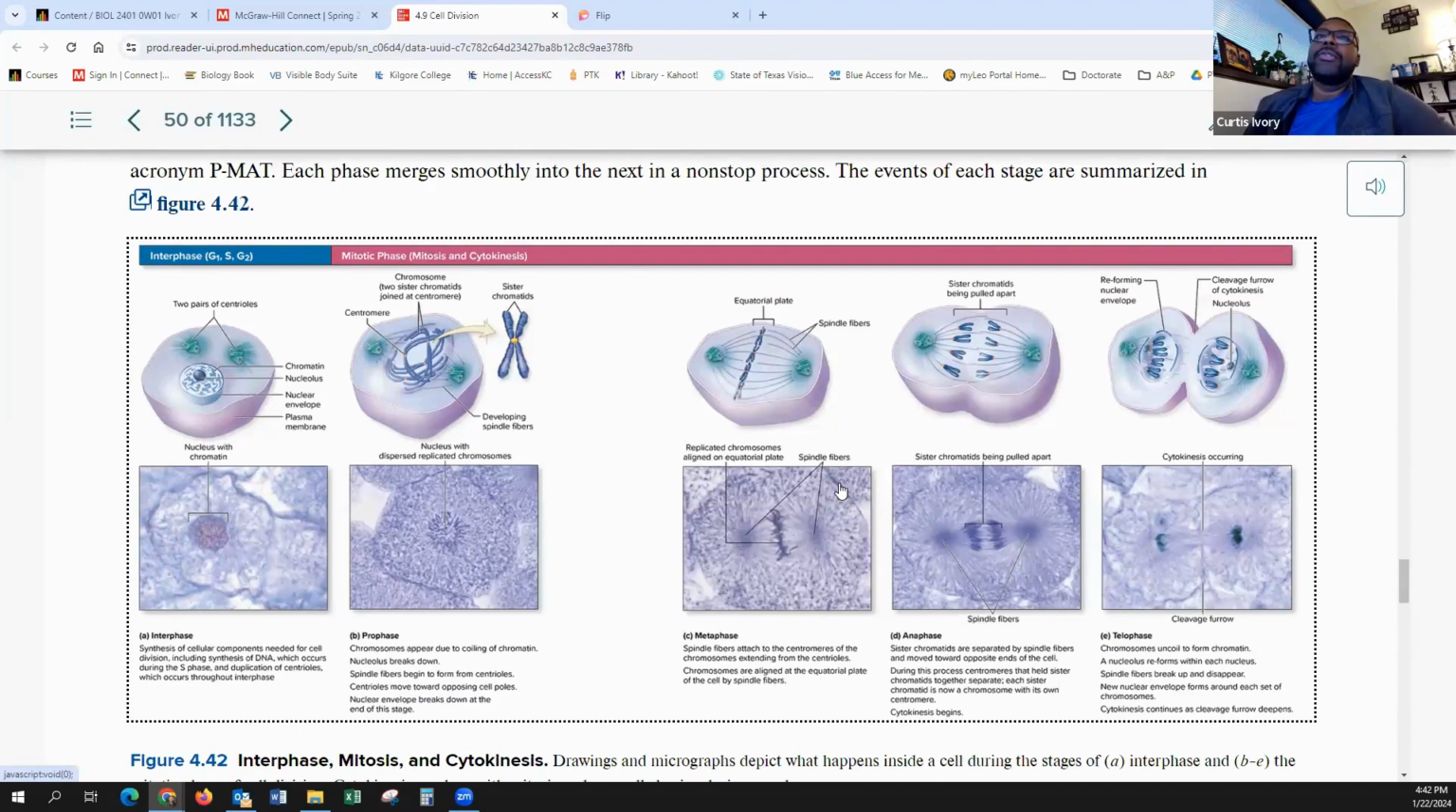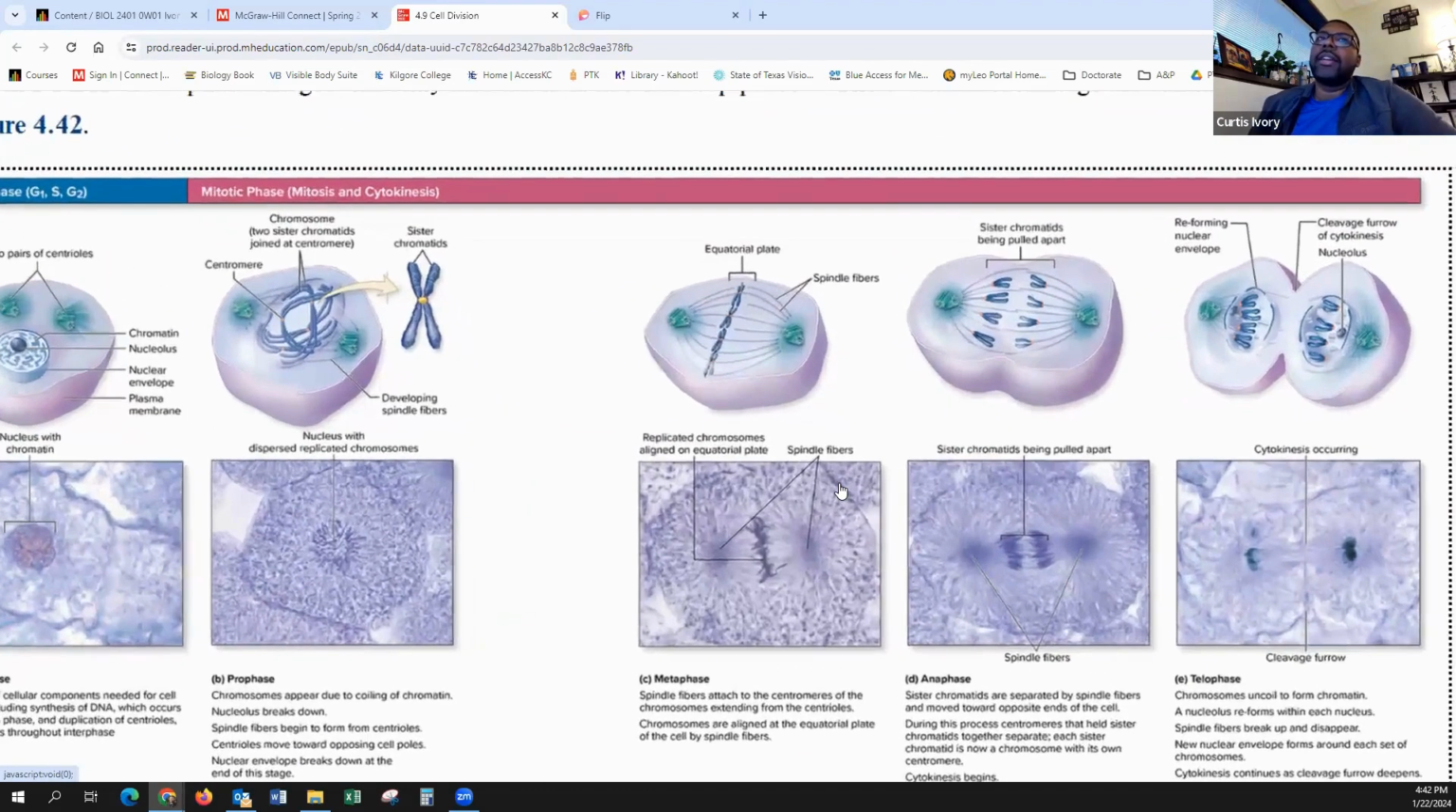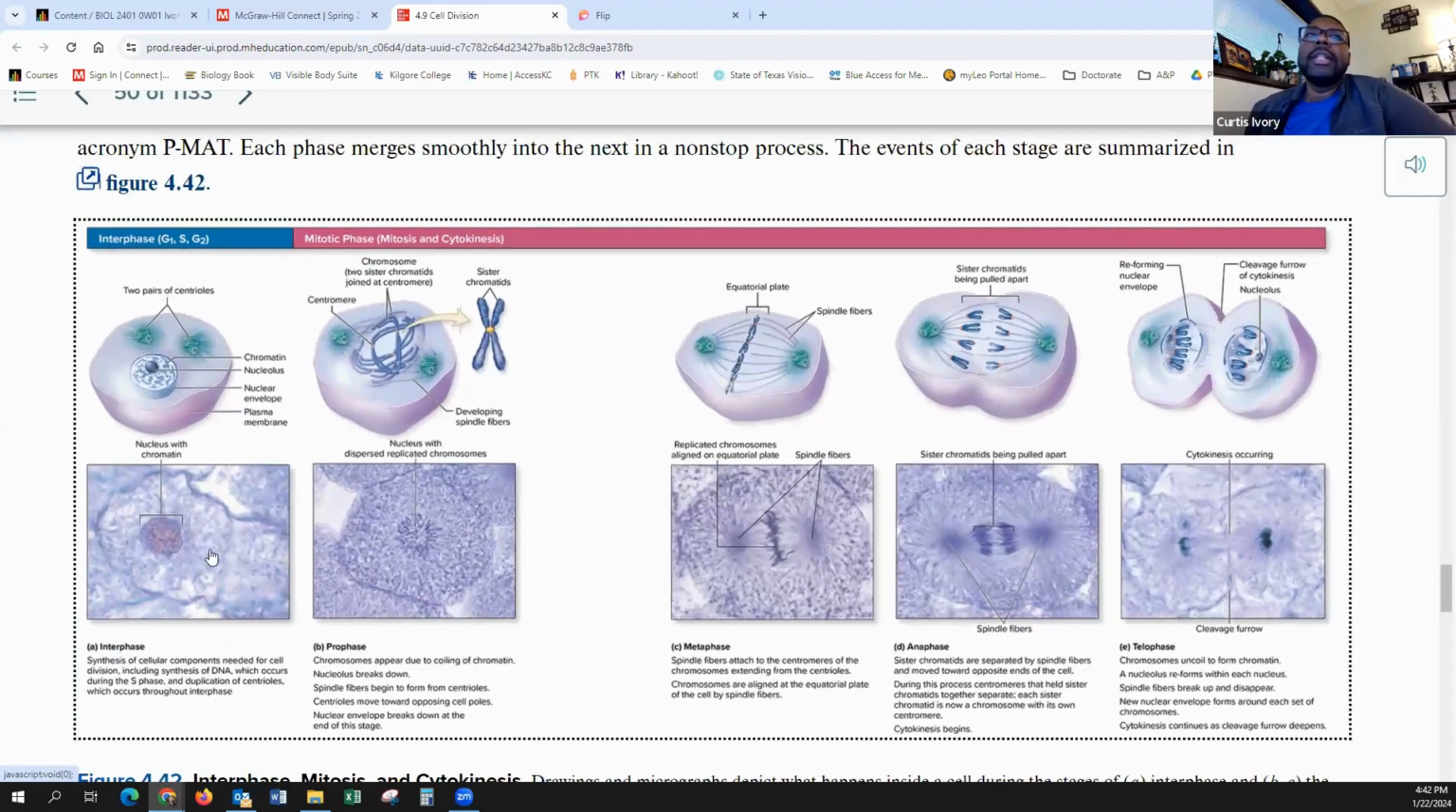And here are some pictures of actual cells dividing under the microscope. These are nice, pretty pictures, of course, but these are actual cells where you can start seeing chromosomes separating from each other and getting ready to divide and make two cells.